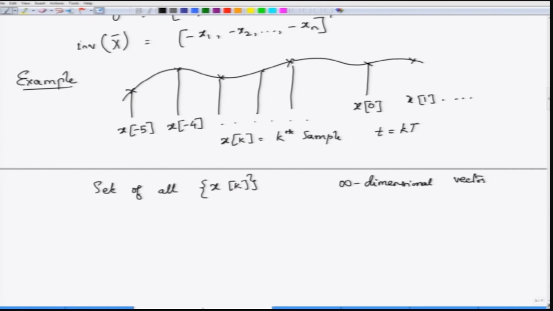How would I do vector addition and vector multiplication, vector addition and null vector and additive inverse for this case? Well, I consider two such vectors, say x1 of k and x2 of k.